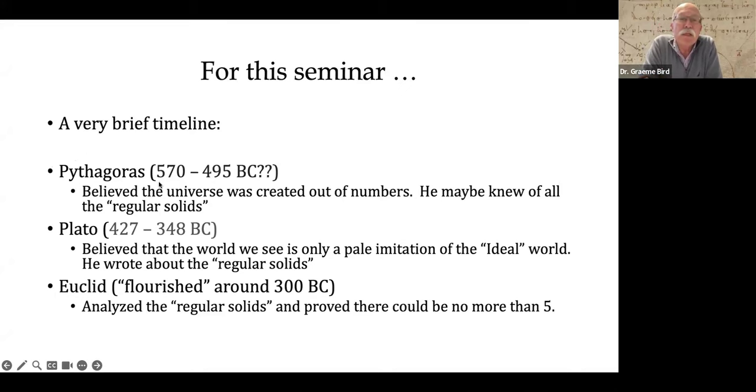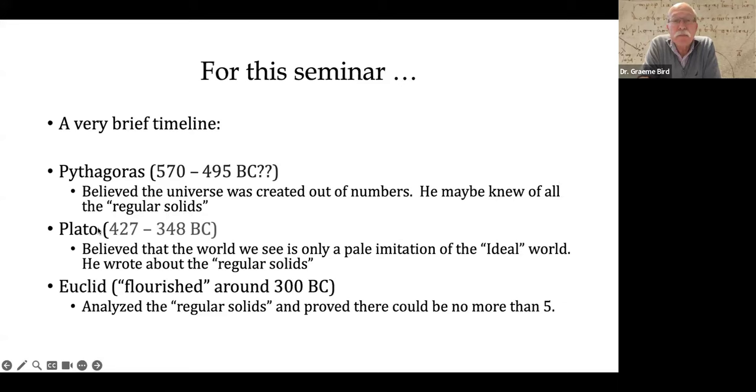So Pythagoras, mysterious. We think he lived about 570 to 495. He believed the universe was created out of numbers. I really like that, actually. Other early people thought it was made out of fire or water or air, but Pythagoras thought it was made out of numbers, which is a whole different kind of thing. It seems like Pythagoras knew about the regular solids that weren't called Platonic solids yet.